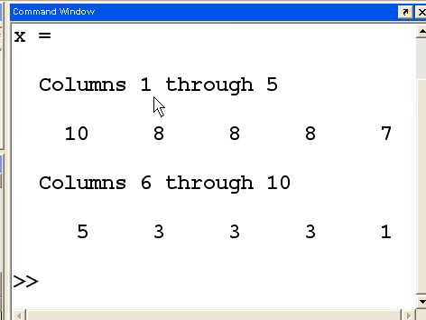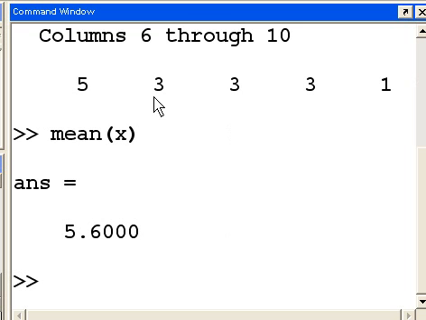and there they are. I now want to get the mean, that is to say, the average of x. So I key in mean x, and I get 5.6. That's our average. But what if I want to get the midpoint?